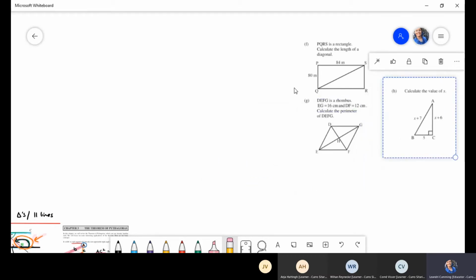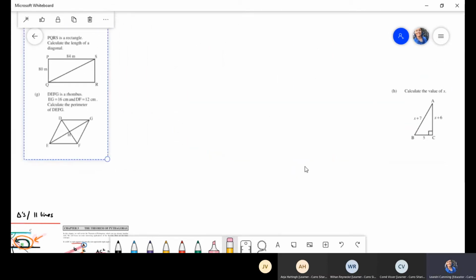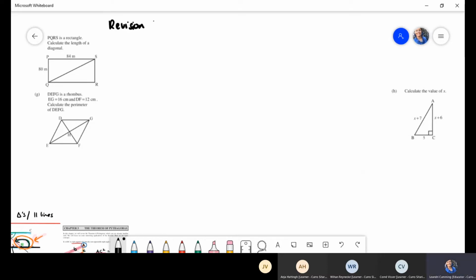So for your understanding, this number F and number G is in fact from the revision exercise on your page 188 and 189, and this one right here is in your books number I. The instruction is also slightly different because this is from the revised version, and then this would be number J. So just to correct that.